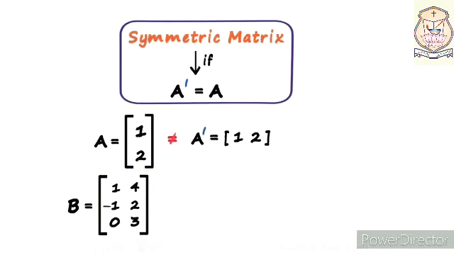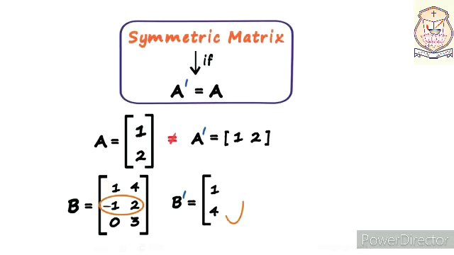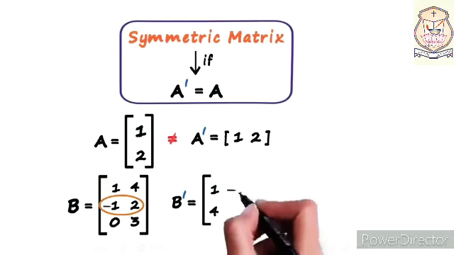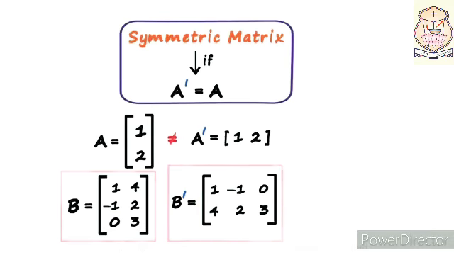To know if B is symmetric, we find B transpose first. The first row becomes the first column, 1, 4. The second row becomes the second column, -1, 2. And the third row becomes the third column, 0, 3. This is B transpose. Are B and B transpose equal?